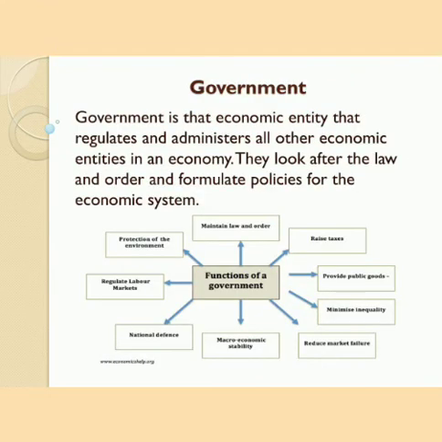The third entity is the government. The government is that particular economic entity which has the activity of regulating and administering all other economic activities in the economy. The meaning of the word regulate means control. Administer means to check that all things are working properly and to oversee that nothing is going wrong. The government also looks after the law and order and formulates the policies for the economic system.